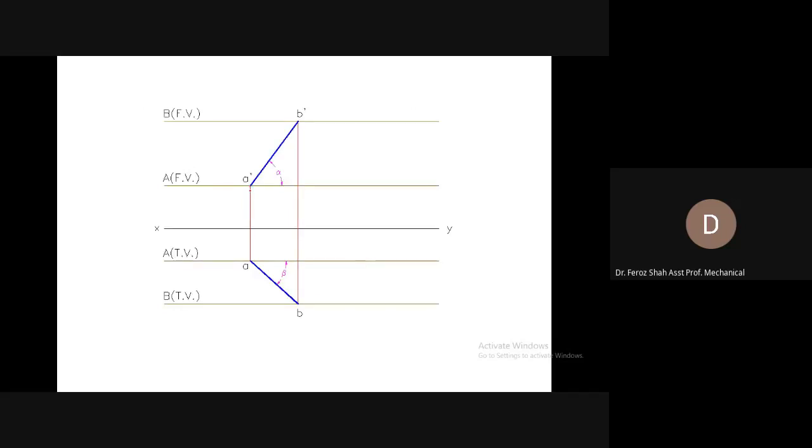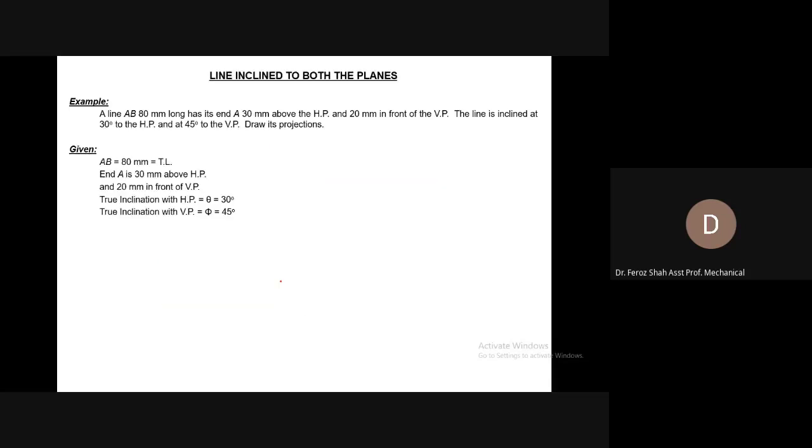So you must have A's distance from the XY reference line and B's distance from the XY reference line, and the apparent angle alpha, or you can also have A's distance from the XY reference line in the top view and B's distance from the XY reference line in the top view and the apparent angle beta. So let's see how to draw a line inclined to both planes.